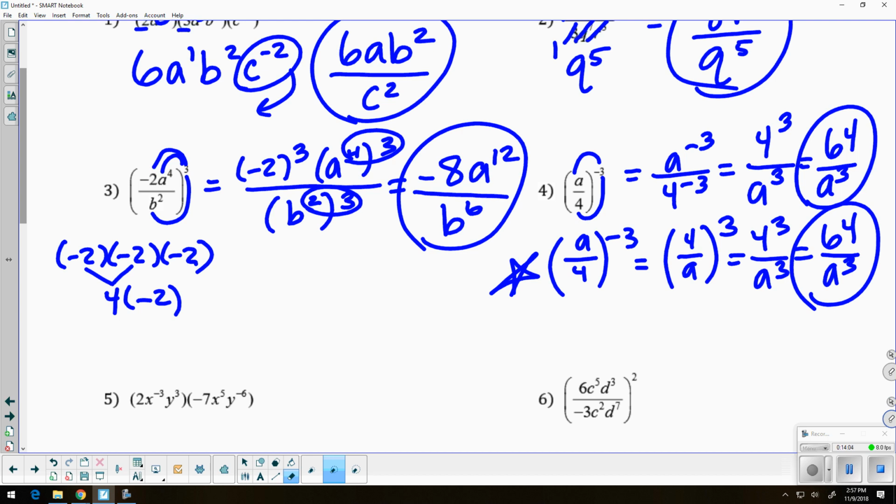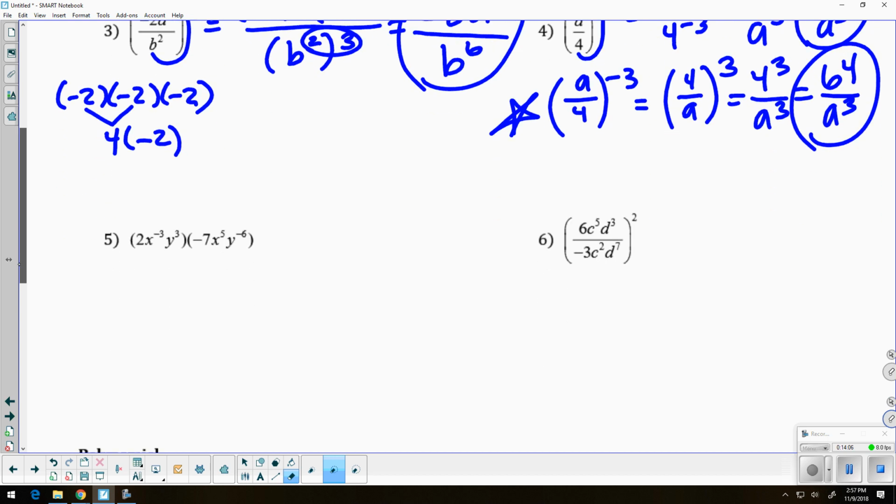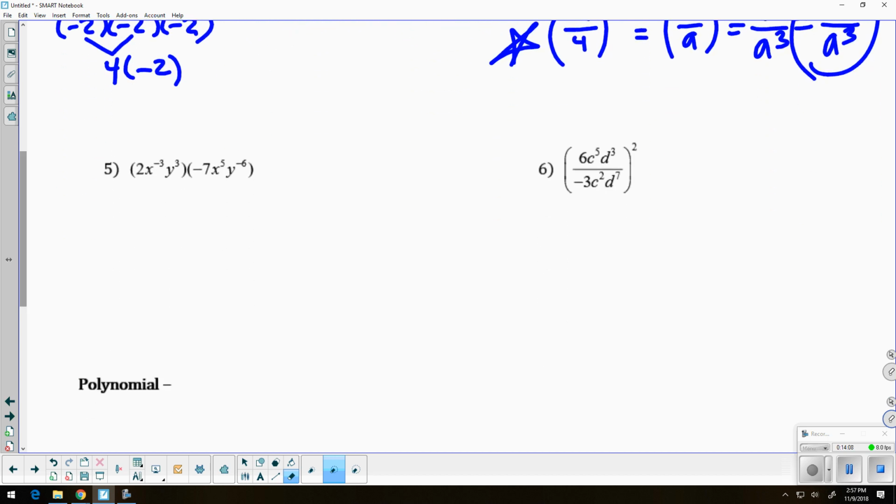Okay, the next one, number 5, going back to multiplication. So again, you're just going to multiply 2 times -7, so just multiply the coefficients, that'll give you -14. And now the exponents with multiplication, again, you're trying to add the exponents. The x's with the x's and the y's with the y's. So for the x's, if you add -3 and 5, well, that gives you +2. And then the y's, so I'm trying to add 3 and -6, that's -3.